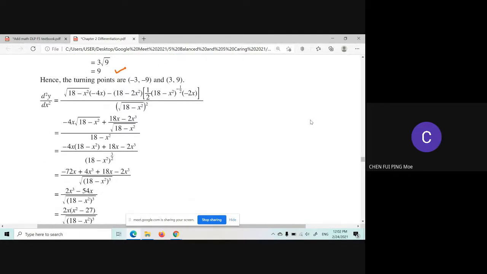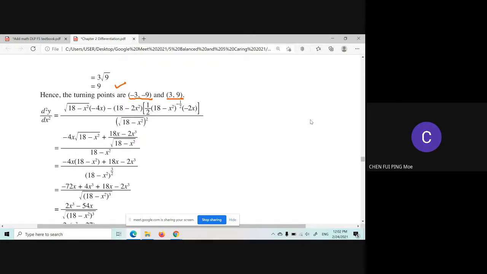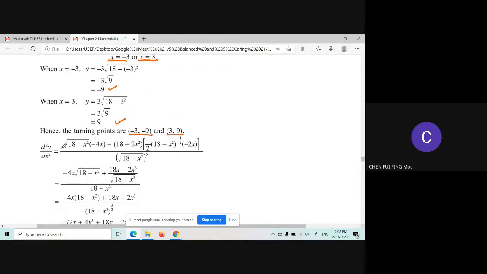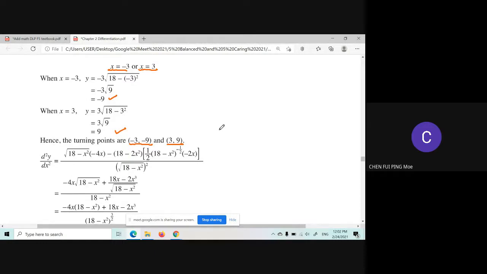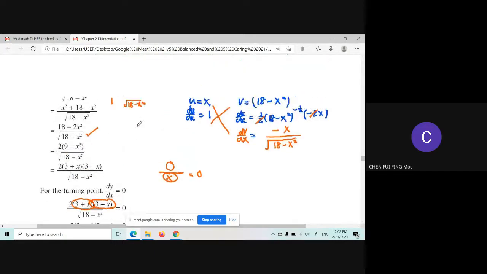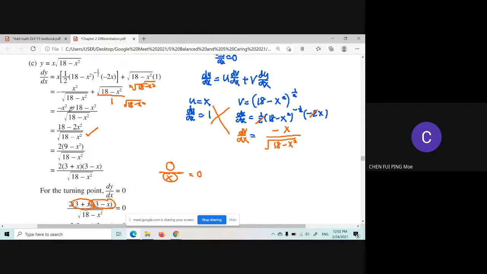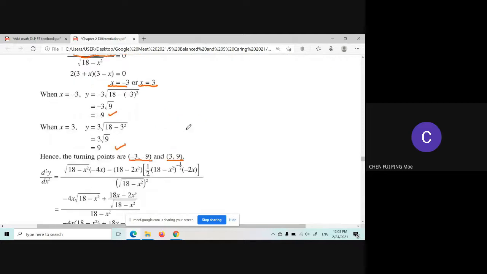Next part: you have 2 coordinates already, this coordinate and this coordinate. How do you check whether it is a maximum or minimum point? You need to do the second derivative like this. The second derivative needs to be done from the dy/dx here. So the dy/dx that you have is this one, right? 18 minus 2x squared.